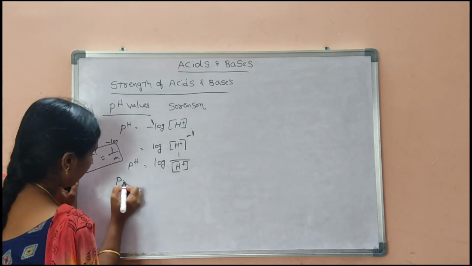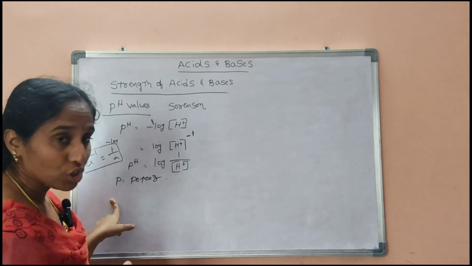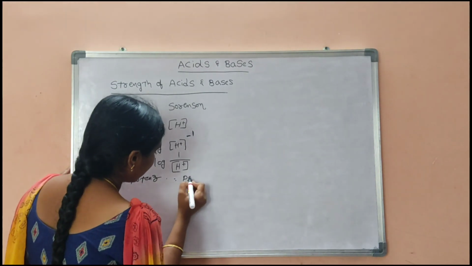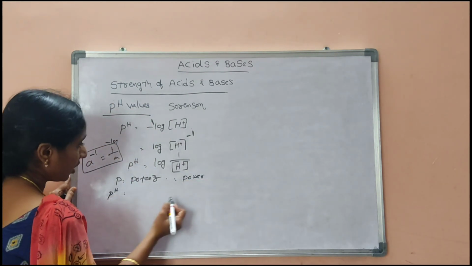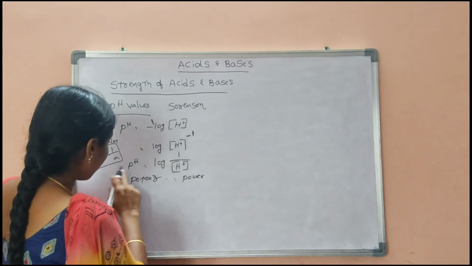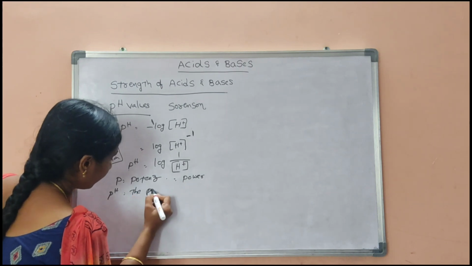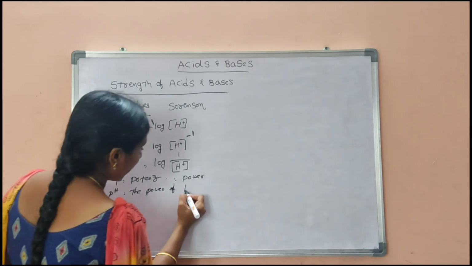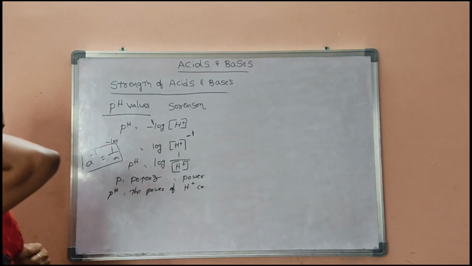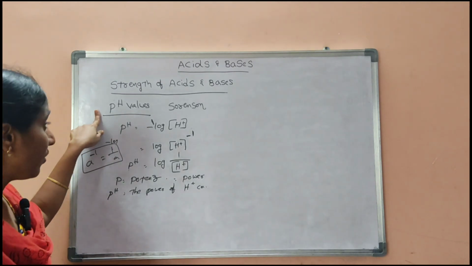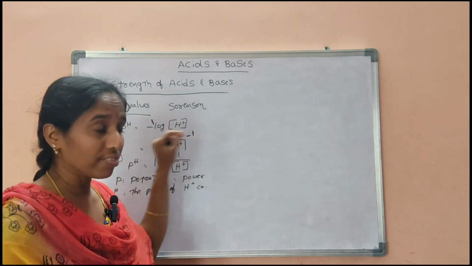Here, P means potential. In German, potential means power. pH is defined as the power of hydrogen ion concentration. Important: the power of hydrogen ion concentration is called pH. The pH value was introduced by Sorensen. pH equals minus log H plus ion concentration.